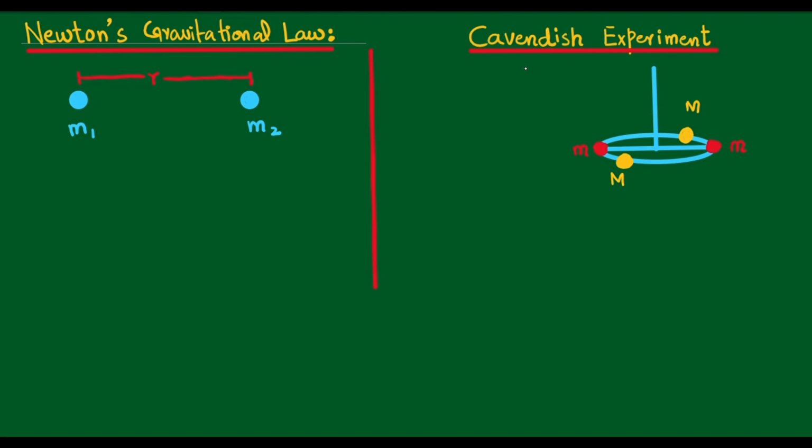Hello everyone. Here we are going to discuss Newton's gravitational law and the Cavendish experiment to find out the value of the capital G, which is the gravitational constant. First of all, we have two spherical masses m1 and m2, and the distance between the centers of their spheres is small r.